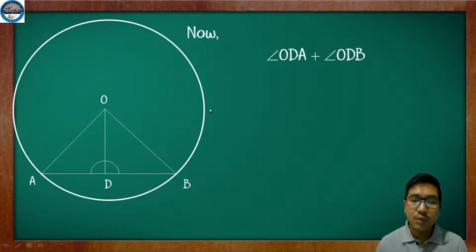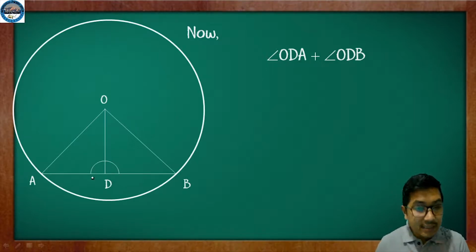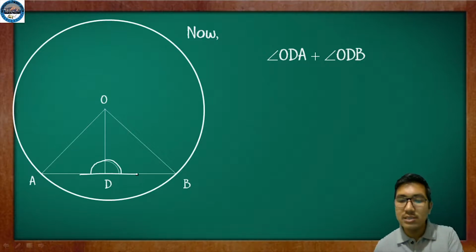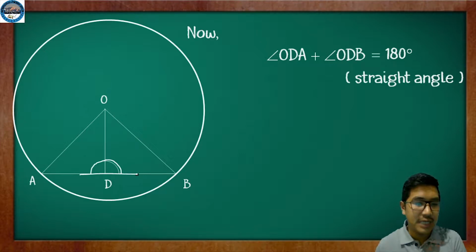So now what we will do is we'll try to add these two angles. We are adding ODA, that is this angle here, and we'll add ODB, so this is this angle here. After adding these two angles, we see that this makes a straight angle here. That is a straight angle. So what is the measurement of a straight angle? It is 180 degrees.